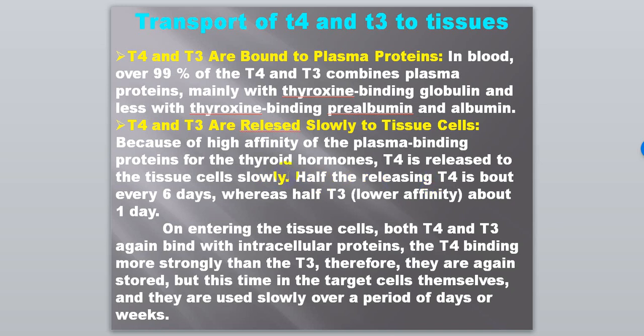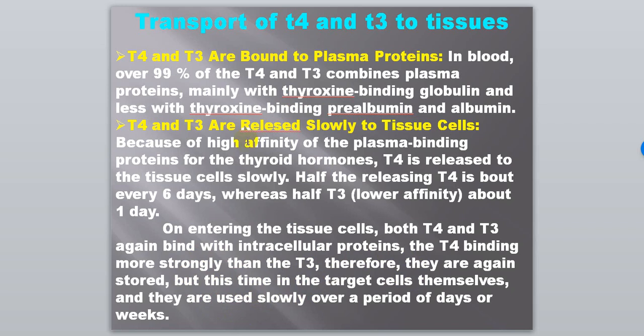Half of the T4 is released about every 6 days, whereas half of the T3 only takes 1 day, because T3 has lower affinity compared with T4. On entering the tissue, both hormones again bind with intracellular proteins, T4 more strongly than T3. Therefore, they are again stored, but this time in the target cells themselves, and they are used slowly over a period of days or weeks.